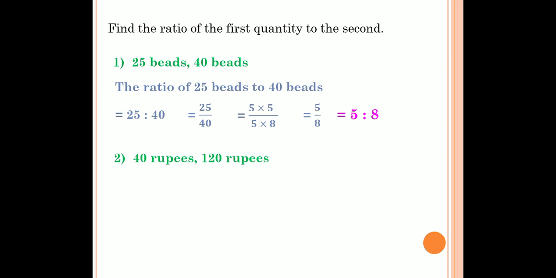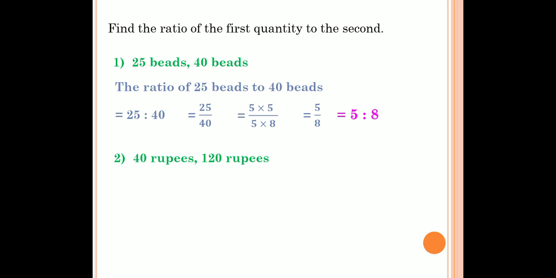Then second one, 40 rupees and 120 rupees. Here also the units are same. Pay attention to the units also when the sum is being solved. See, if only numbers are given, then there is no problem of the units.